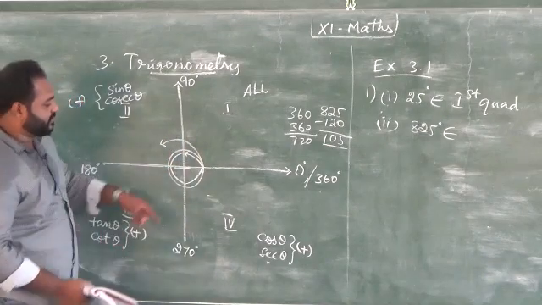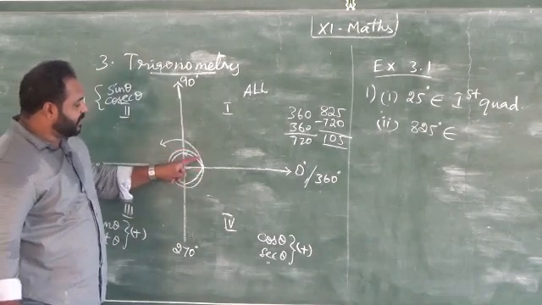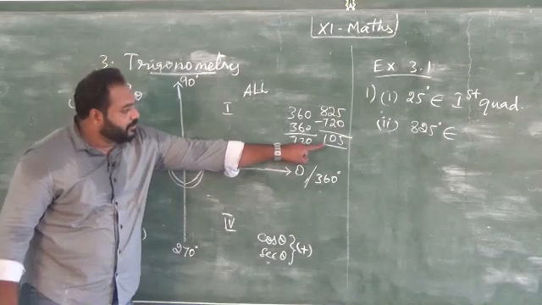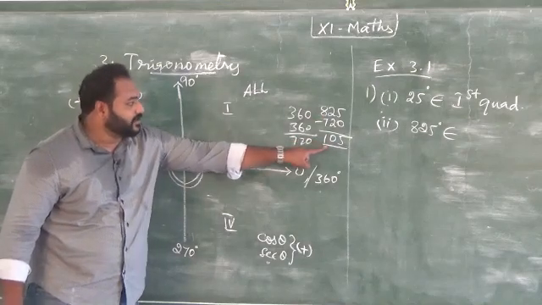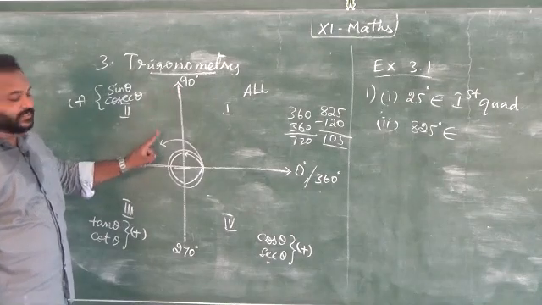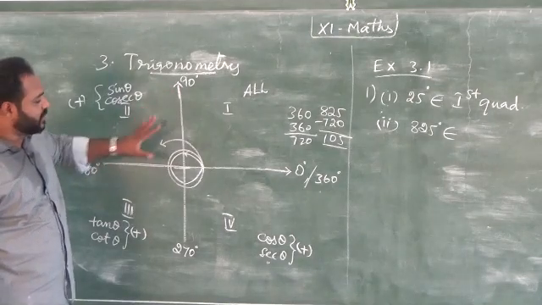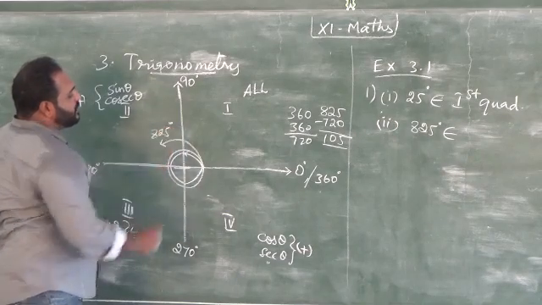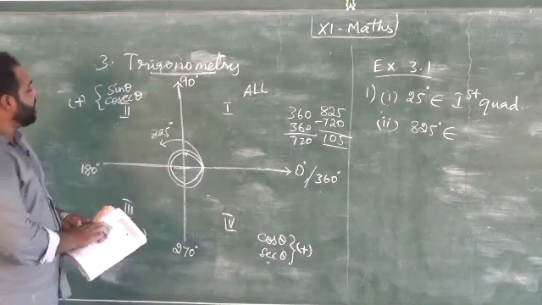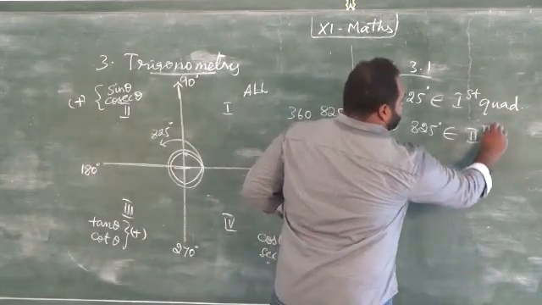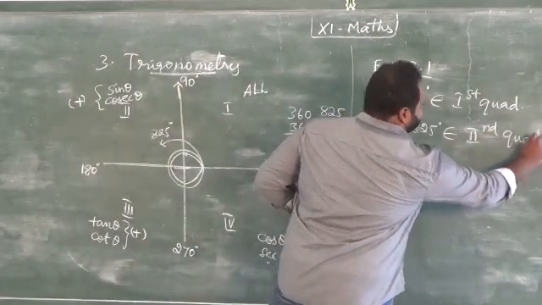So how many rotations? First rotation 360 completed, second rotation 720, third rotation 720 plus 105, 825. So 105 will be after 90 degrees, so it must be in the second quadrant. So this is the 105. This 825 degree will occur in the second quadrant. So it belongs to the second quadrant.